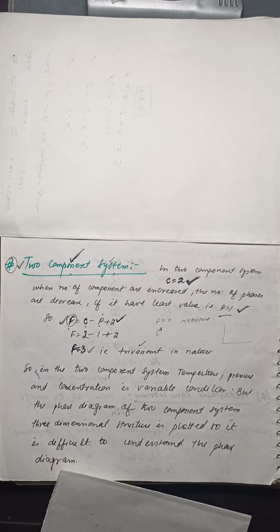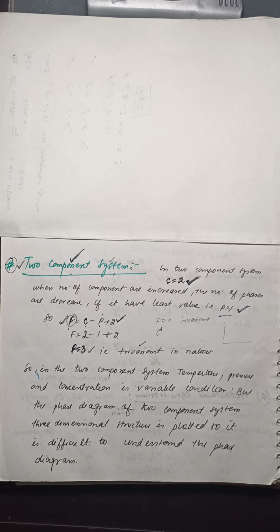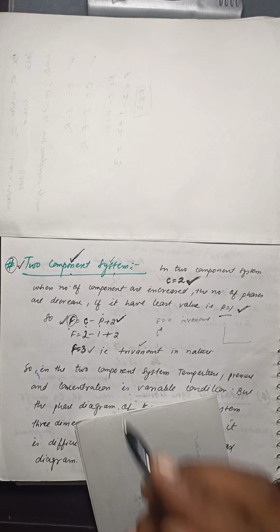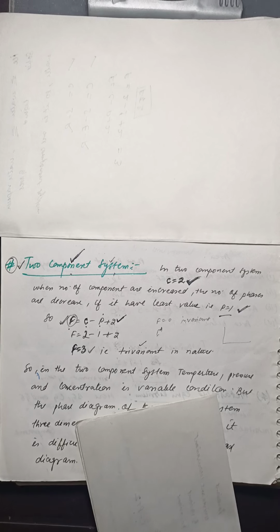Dear student, today we will discuss a few topics from the chapter on phase equilibria, and today my topic is the two component system. First of all, we discuss what a system is and what a component is. A system is defined as the part of the universe which is under investigation. Here we can discuss the phase diagram. And what is a component?